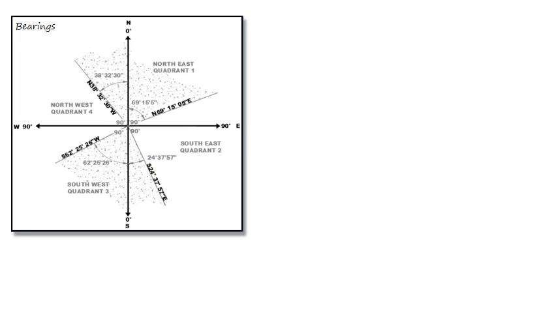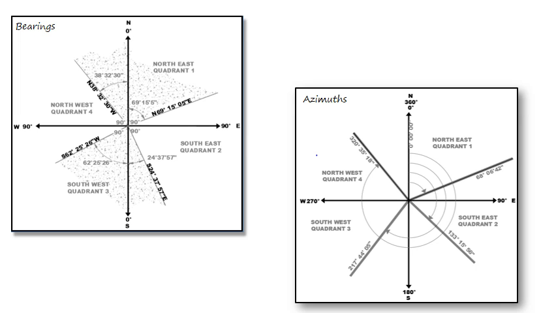Now, the next thing I want to talk about is going to be your azimuths. So when we're talking about azimuths, we're going to start at 0 and travel clockwise all the way back to 360 degrees. So azimuths go from 0 degrees to 360 degrees, whereas bearings go from 0 degrees to 90 degrees. All right, and bearings always have a letter to start, either north or south, going east or west.